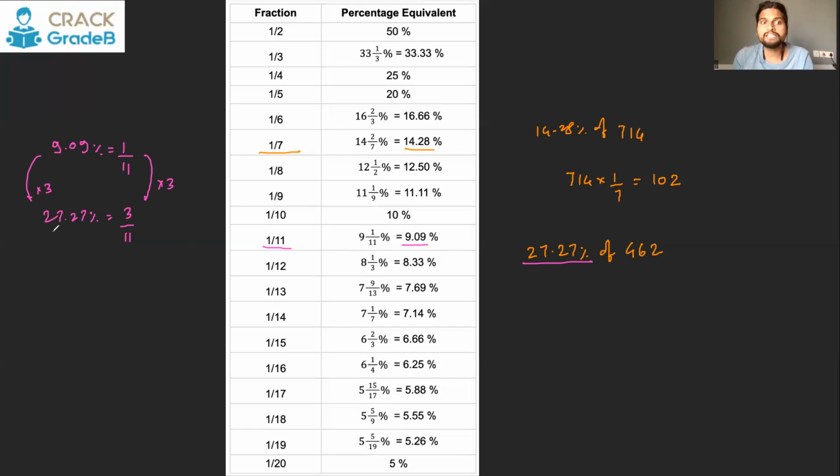Okay. So as we discussed, 27.27% will be 3 by 11. So all you have to do is 3 by 11 times of 462.